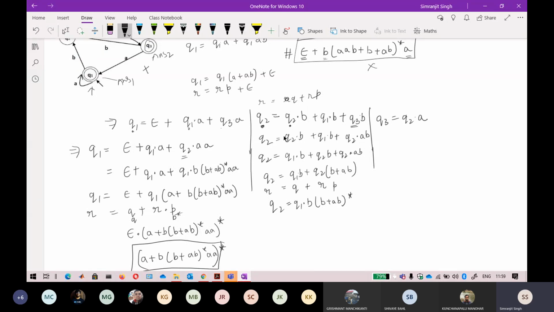Okay, so what is the major reason that most of you will get stuck? You will put the value of Q3 directly, and it becomes Q2a, and then you directly put the value of Q2 in it. Okay, so that will become a whole lot of complex equation, and it is very difficult to solve. So the best way is this: Q2 is there, and inside it there is also Q2. So there is a possibility that Arden's theorem can be applied here.